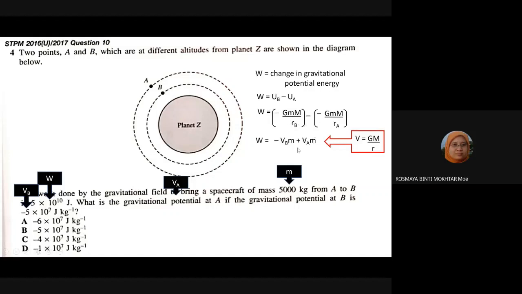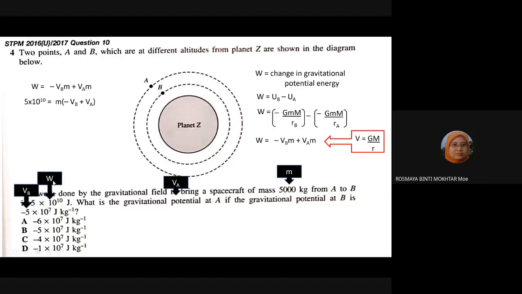So we get this. Okay, understand or not? Don't forget here minus, minus, plus. Here minus. So that means it's negative VBm plus VAm. Not enough space, so I put it on this side. Okay, refer to this side. Now we can substitute the values given.